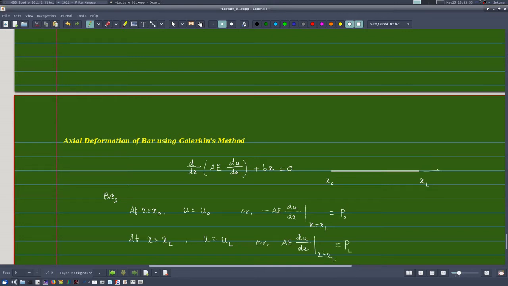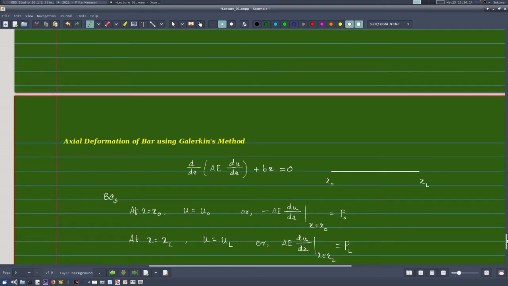Say I have a force PL here, which may be simply P also, just to indicate that it is at the final point XL. We are writing this suffix XL, and this is a mistake on my part. This should be x equal to x naught. All right, so these are my boundary conditions.